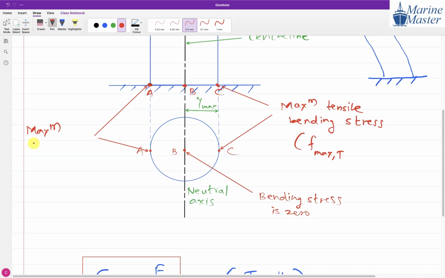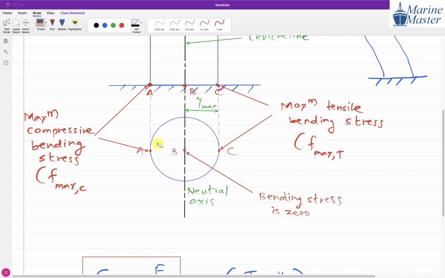Maximum compressive bending stress. Guys, observe. If you have any doubt, please feel free to ask me. And how are we going to denote it? F max C. But guys, we discussed that whenever we have a symmetrical cross section about the neutral axis, F max T and F max C will be the same. And how do we denote that one?